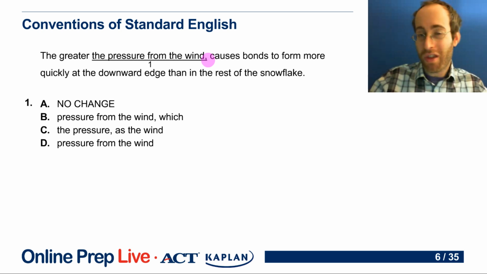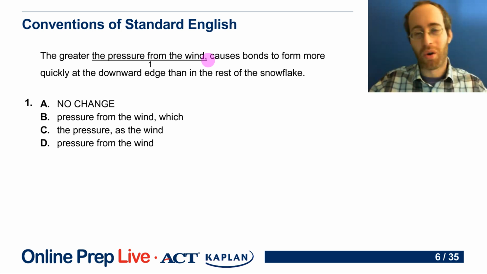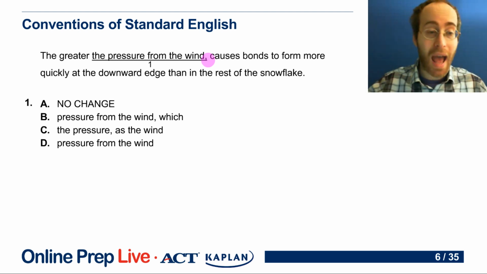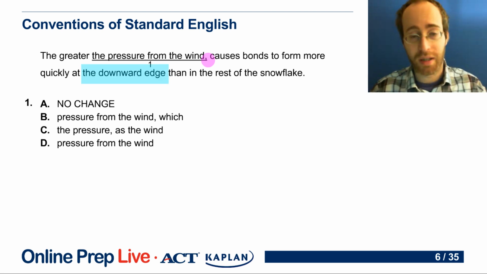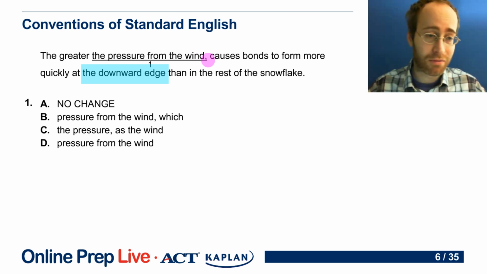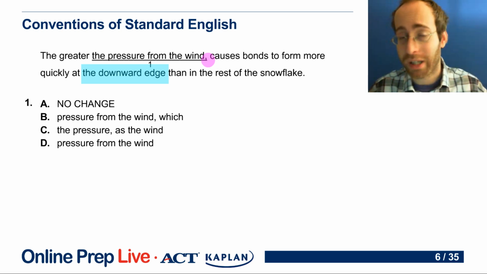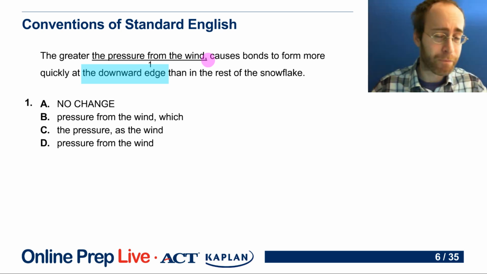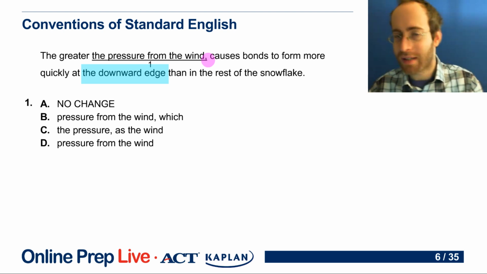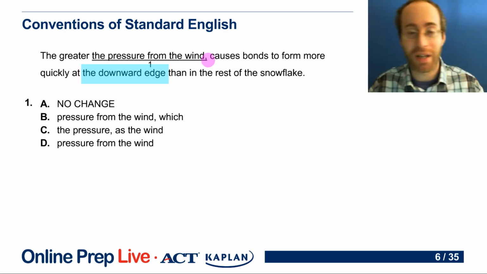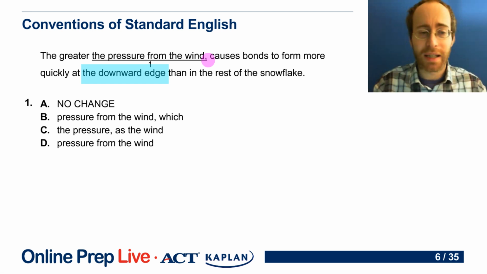Well, there's just one. This whole thing expresses one idea, which is that at the downward edge of the snowflake, bonds happen more quickly because there's more pressure from the wind. So there's just one idea. So we're not holding two complete sentences together because there's only one. And we don't have a phrase attached to a complete sentence either because there is no introductory phrase or anything like that. It's just one single idea.